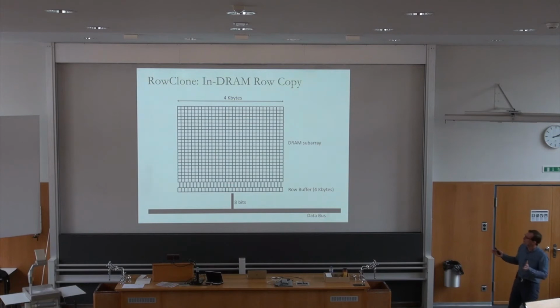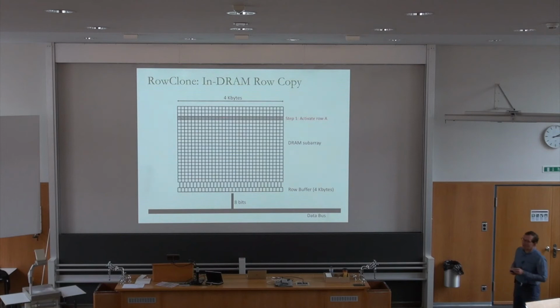It's called RowClone. And I think based on what you know about DRAM, you can come up with the idea yourself at this point. Let's assume that the source row and the destination row are in the same DRAM subarray, which means that they're connected to the same sense amplifiers. If you want to copy the source row to the destination row, it's actually very simple.